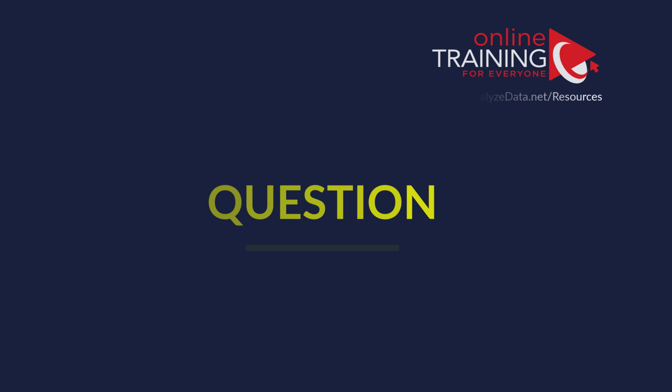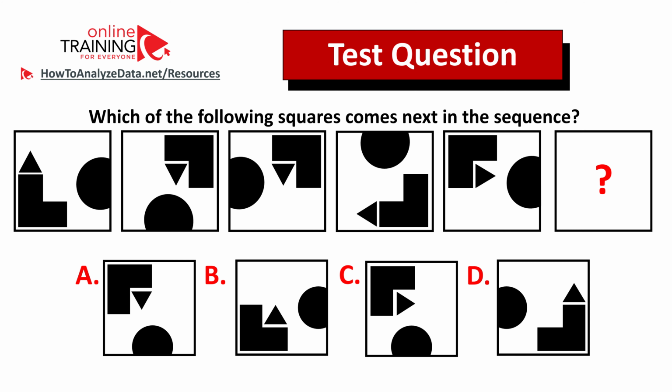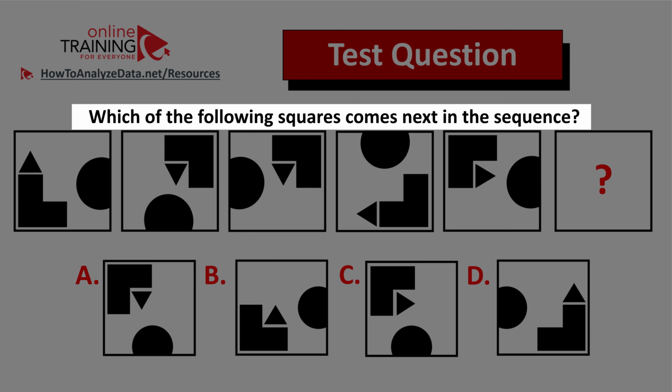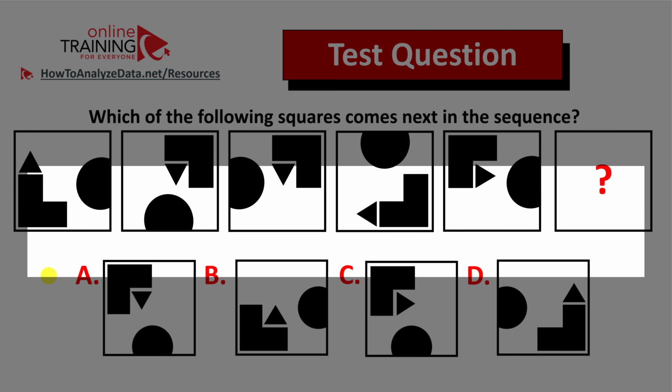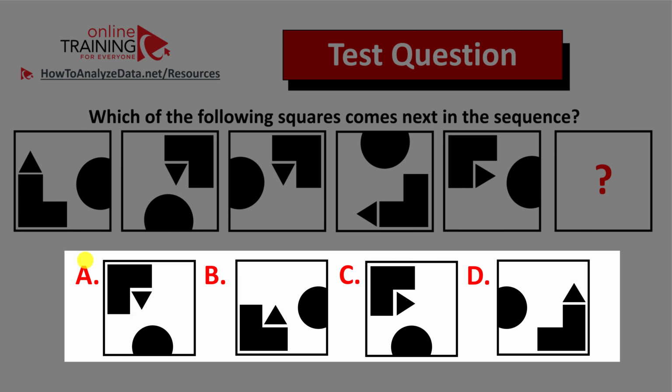Let me share with you a tricky question which tests your pattern recognition as well as analytical skills. Which of the following squares comes next in the sequence? You're presented with the sequence of five squares, and the fifth square is missing. And you have four different choices to choose from: A, B, C, and D.